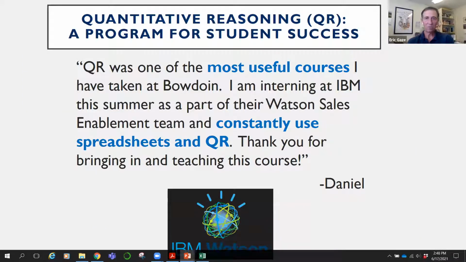Here's a quote from a student who had an internship with IBM. He says, we constantly use spreadsheets in QR. So thank you for doing this. Thank you for using spreadsheets in your class.